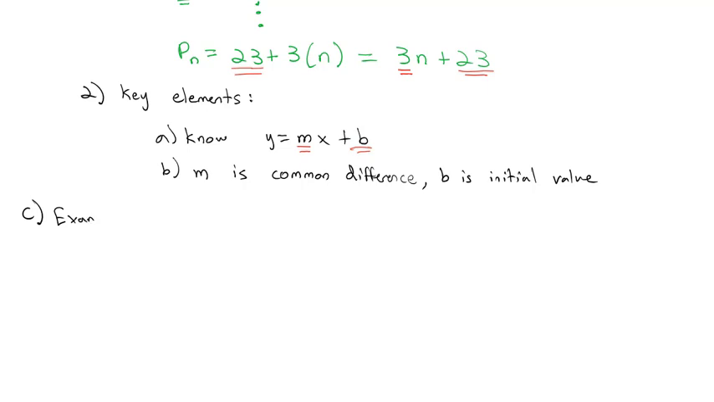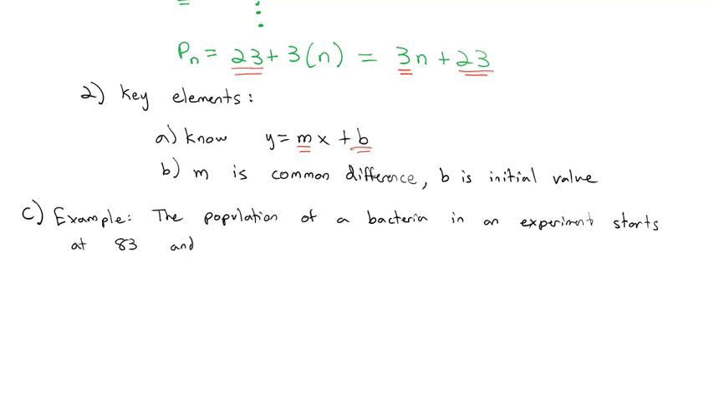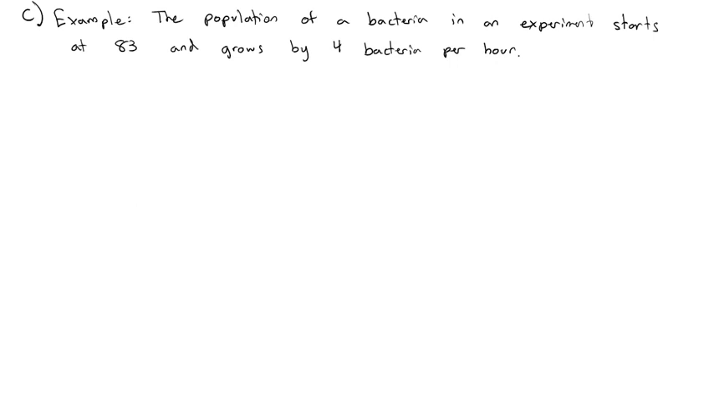So if I wanted to work out an example where, let's say, the population of a bacteria in an experiment starts at 83 bacteria and grows by 4 bacteria per hour. It's growing by the same amount each hour. That's going to be our linear growth, where we add the same amount over and over again.